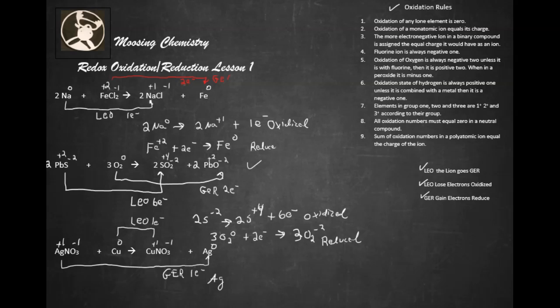Okay? So this is simply going to look like this. Ag plus 1, plus 1 electron yields Ag0, which is going to reduce. It's gaining electrons. And then our copper, which is Cu0, yields Cu plus 1 plus a free electron. So that's going to oxidize.